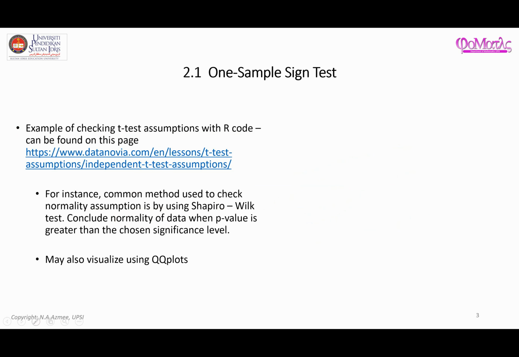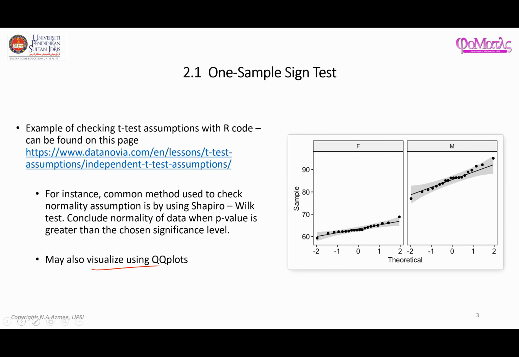Also, you can perhaps try to visualize whether data follow the normal distribution or not by using QQ plots. So here is an example of a figure here where you can see that lots of the data points lie on a straight line, and each sort of indicates that the assumption of normality here is fulfilled.